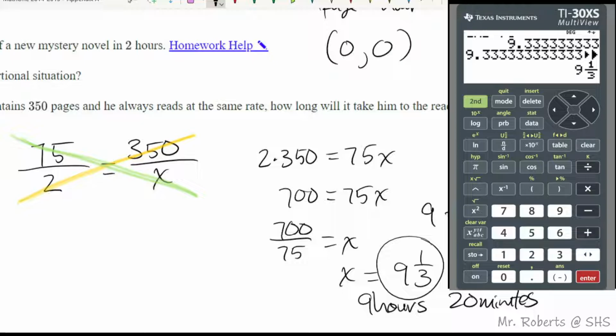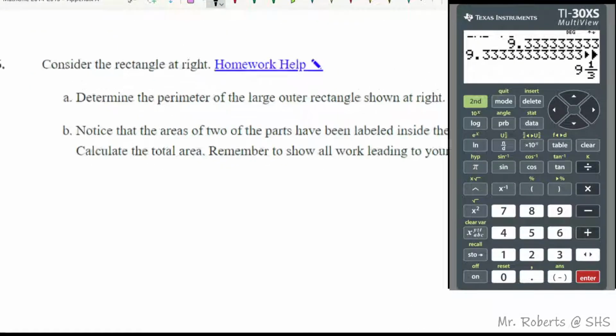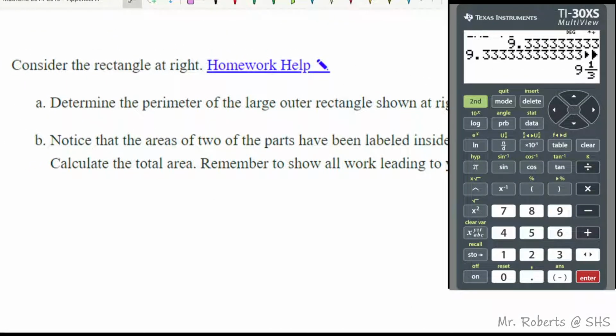Is there one more problem? Yes, there is one more problem. And the last problem is this one. It says, consider the rectangle at right. Determine the perimeter of the large outer rectangle shown at right.